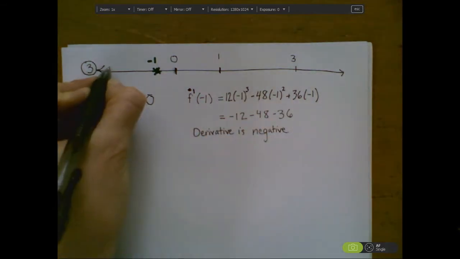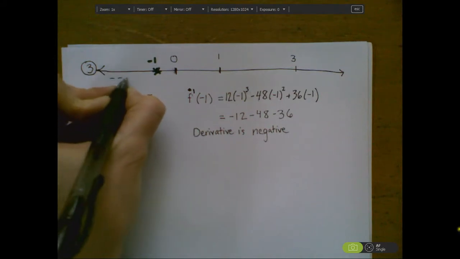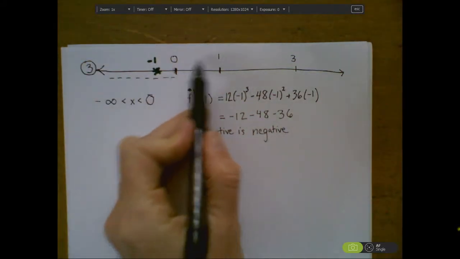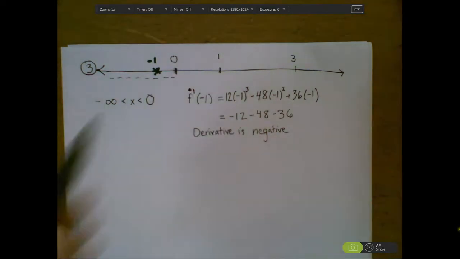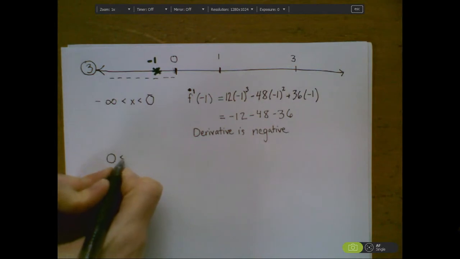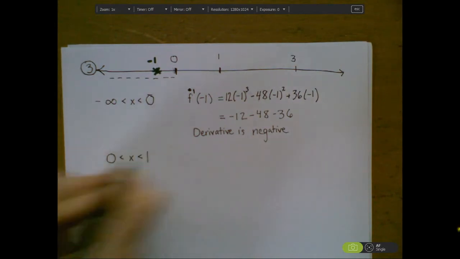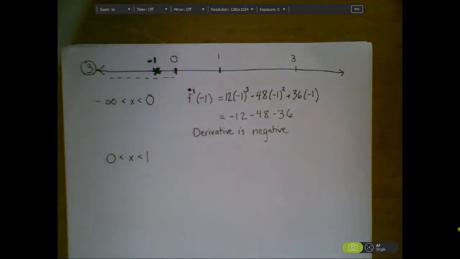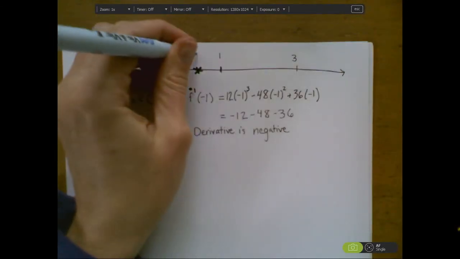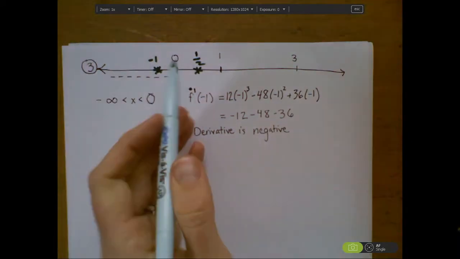So I'm going to mark that with little negative signs below here. Next, I'm going to look at the interval from 0 to 1. On the interval from 0 to 1, again, I'm going to pick just an exemplar point of 1/2. It's somewhere in between 0 and 1.